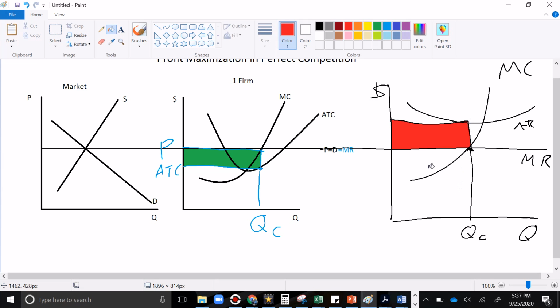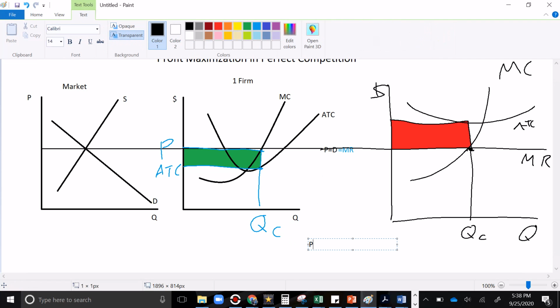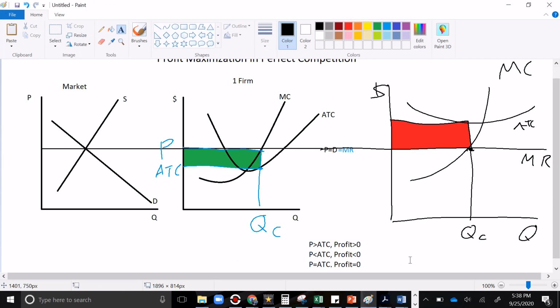Both can happen. So let me give you a quick rule of thumb. If the price is greater than the average total cost, profit is greater than 0. If the price is less than average total cost, profit is less than 0. And if price equals the average total cost, you might have figured this out already, but profit is 0. Side note, we're talking about economic profit here. So 0 profit is actually not a bad outcome. It just means that you are making as much money running this business as you would with any of your outside options. So I think that's plenty for this graph.